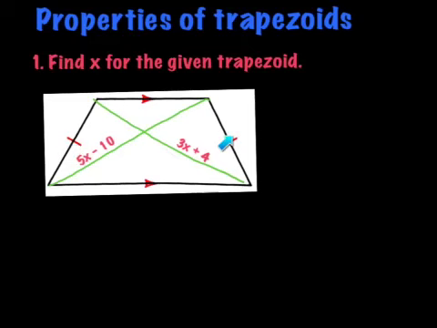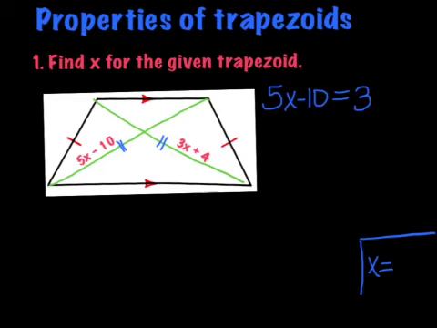So because of that, we can go back to our properties. We know that this length is congruent to this length. We need to find x, so we'll set up an equation where those 2 are equal to each other. So 5x minus 10 is equal to 3x plus 4. We need to solve, so we'll subtract 3x to the other side.